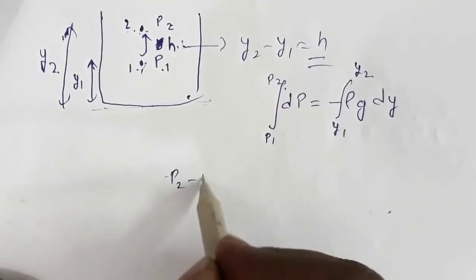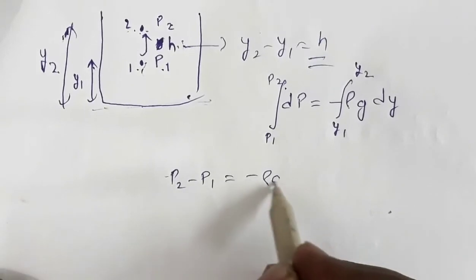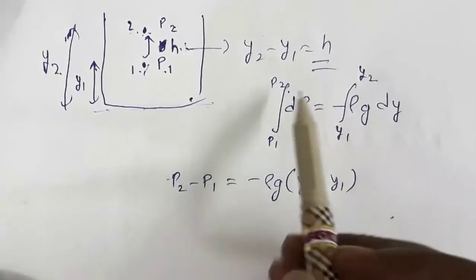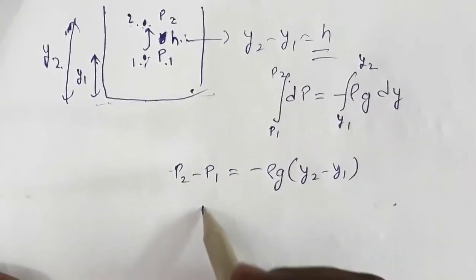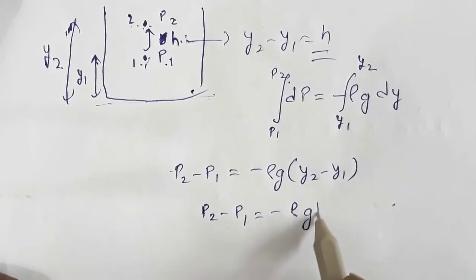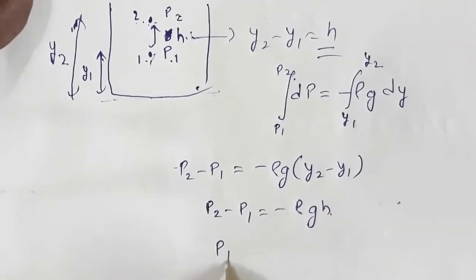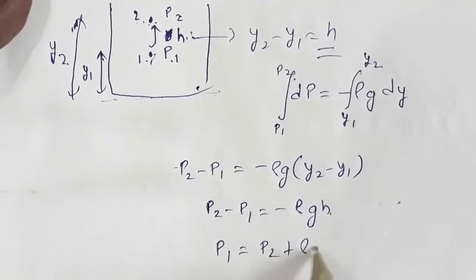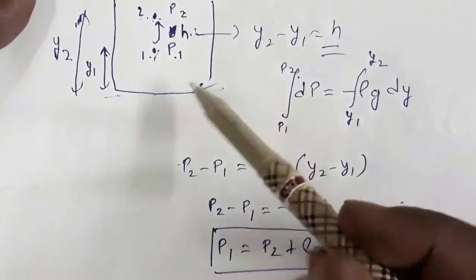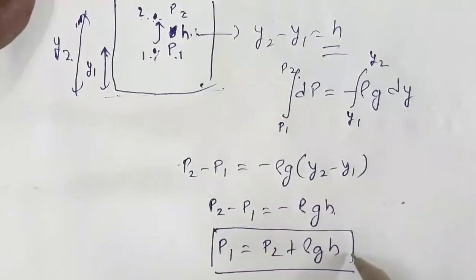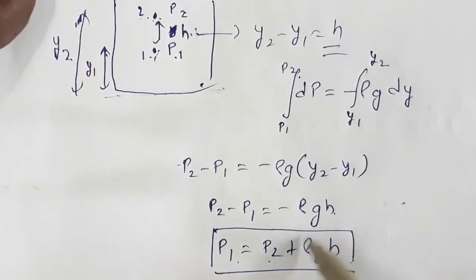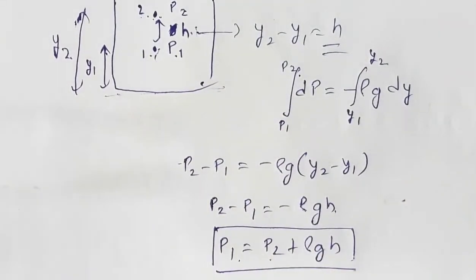We get P2 minus P1 is equal to minus rho g (y2 minus y1). What y2 minus y1 is h, so we have P2 minus P1 is equal to minus rho g h, or P1 is equal to P2 plus rho g h. That is, the pressure difference between these 2 points is equal to rho g h, and P1 is greater than P2 by an amount rho g h.